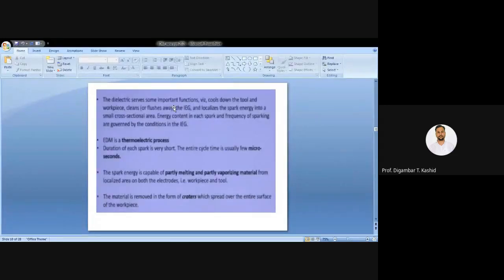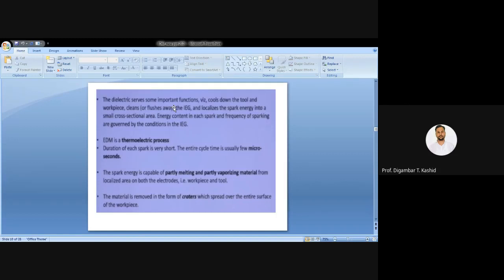So this material removed from your workpiece is in the form of craters, which spread over the entire surface of your workpiece. So whatever particles from the electrodes or the workpiece are removed, in the EDM process it is normally called debris.